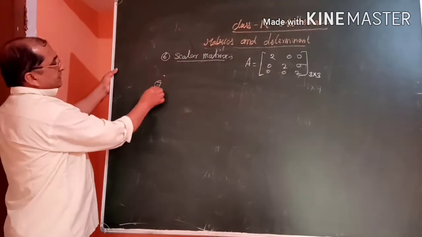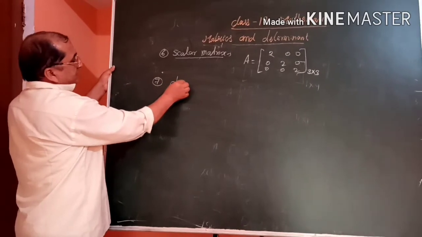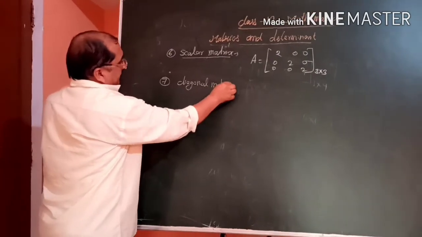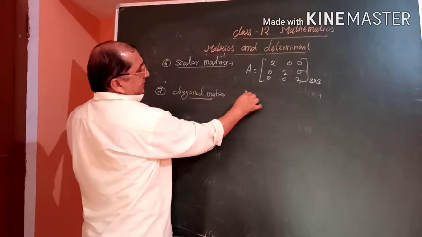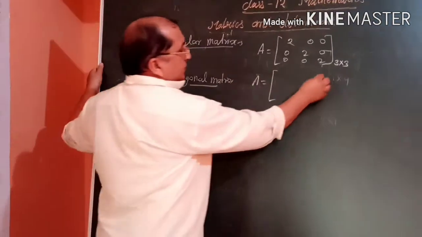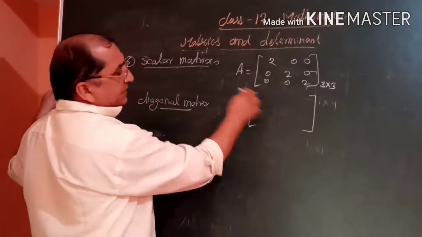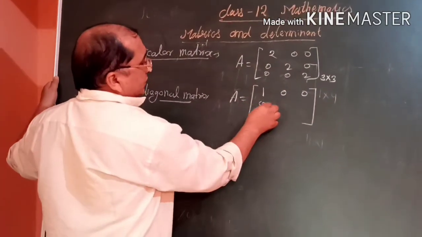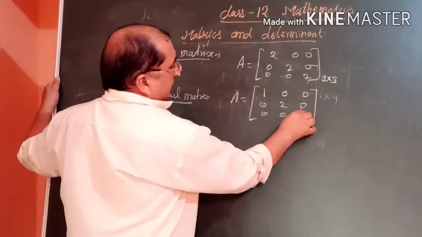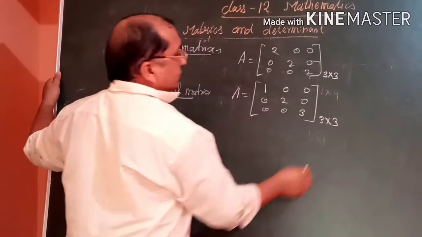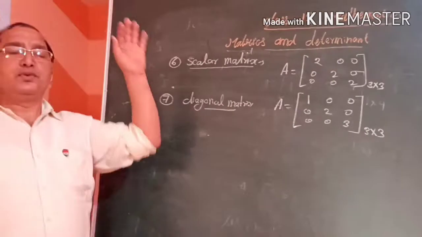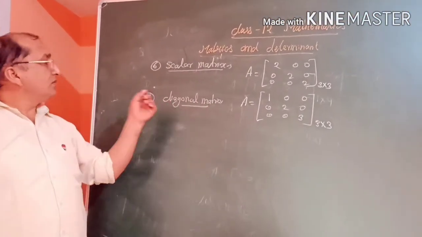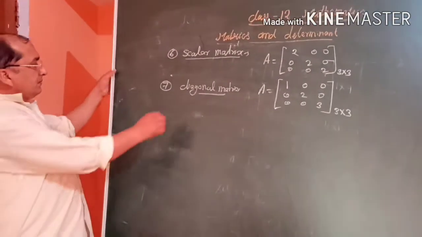Number 7 is the diagonal matrix. A diagonal matrix is also a square matrix having non-zero elements on the principal diagonal, like 1 0 0, 0 2 0, 0 0 3. A square matrix whose principal diagonal elements are non-zero and the rest of the elements are 0 is known as a diagonal matrix.